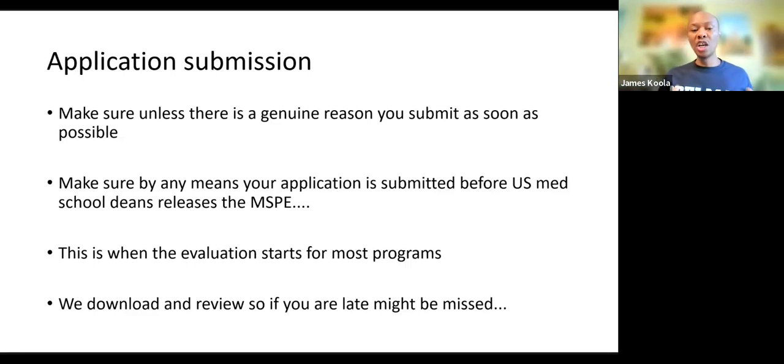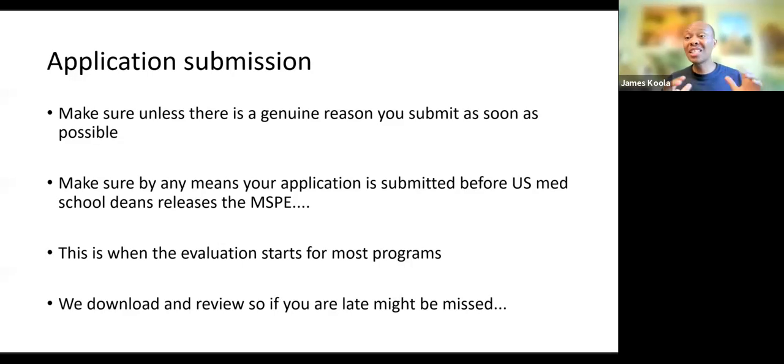If your application is not in, probably you will not be in the list that I'm looking at. And if I don't look at you at that time, then probably I will not look at you ever. So it's very important that you are there on time, so that your application is downloaded with the total group, and then you have a chance to be reviewed.